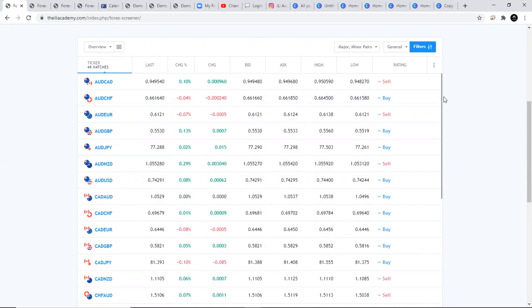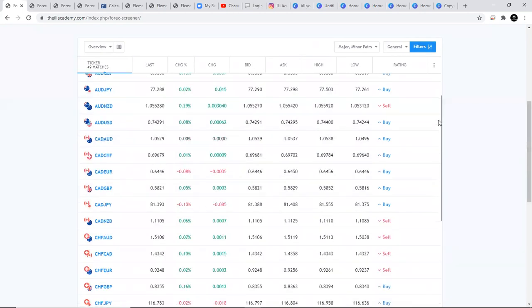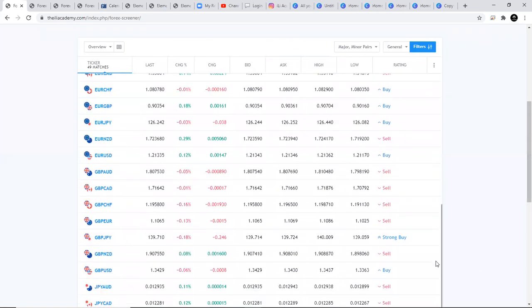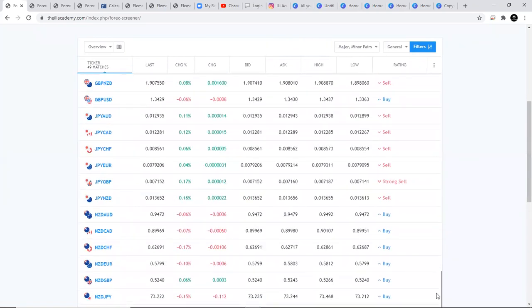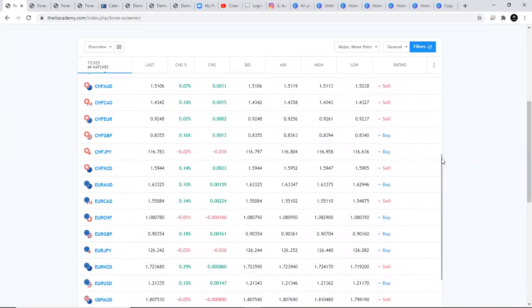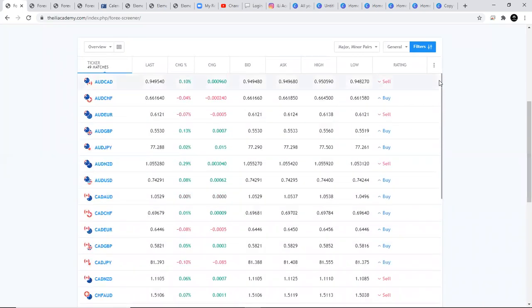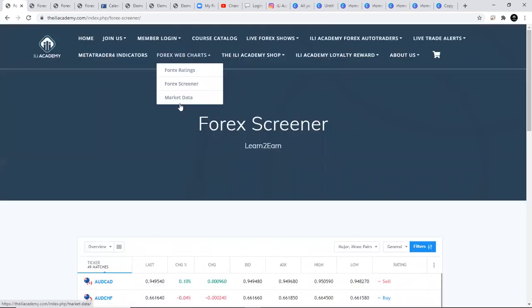Or not the trades, but at least the pairs. So there's lots of pairs on here, some that we don't even use, but you might want to just take a look at it and keep an eye on what the ratings are for those pairs when you're actually trading. So it's just tools.